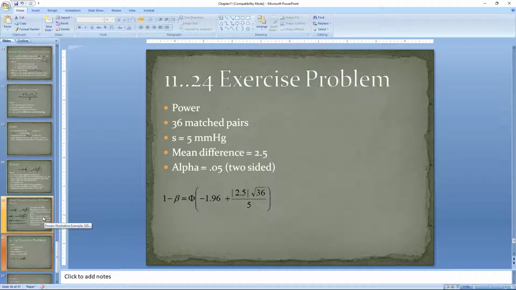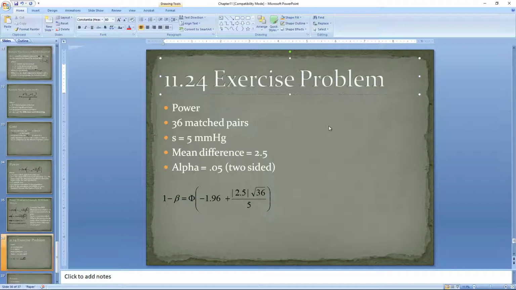So now on to our exercise problems. Once again, you have an exercise problem, 11.24. Let's change that. 11.24, power. It says a researcher fails to find a significant difference in mean blood pressure in 36 matched pairs. The standard deviation of the difference was 5. What was the power of the test to find a mean difference of 2.5 at alpha equals 0.05 two-sided?